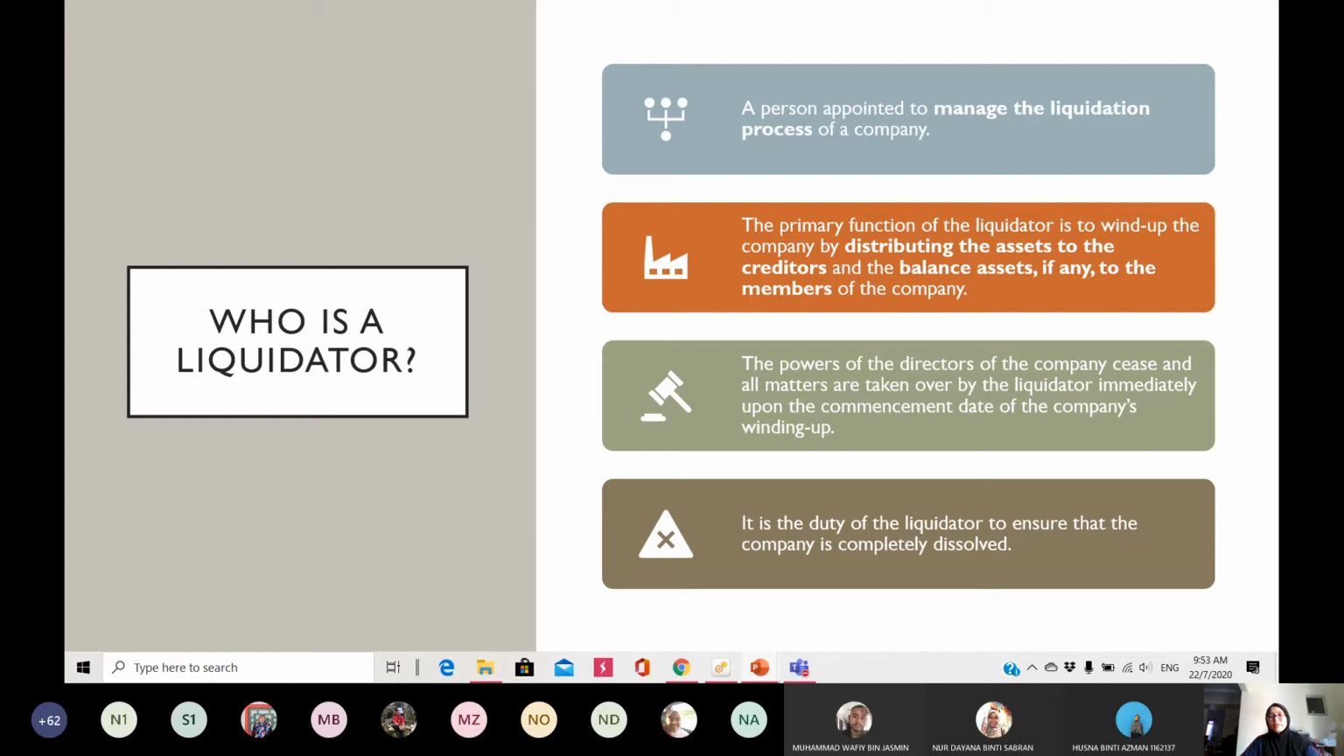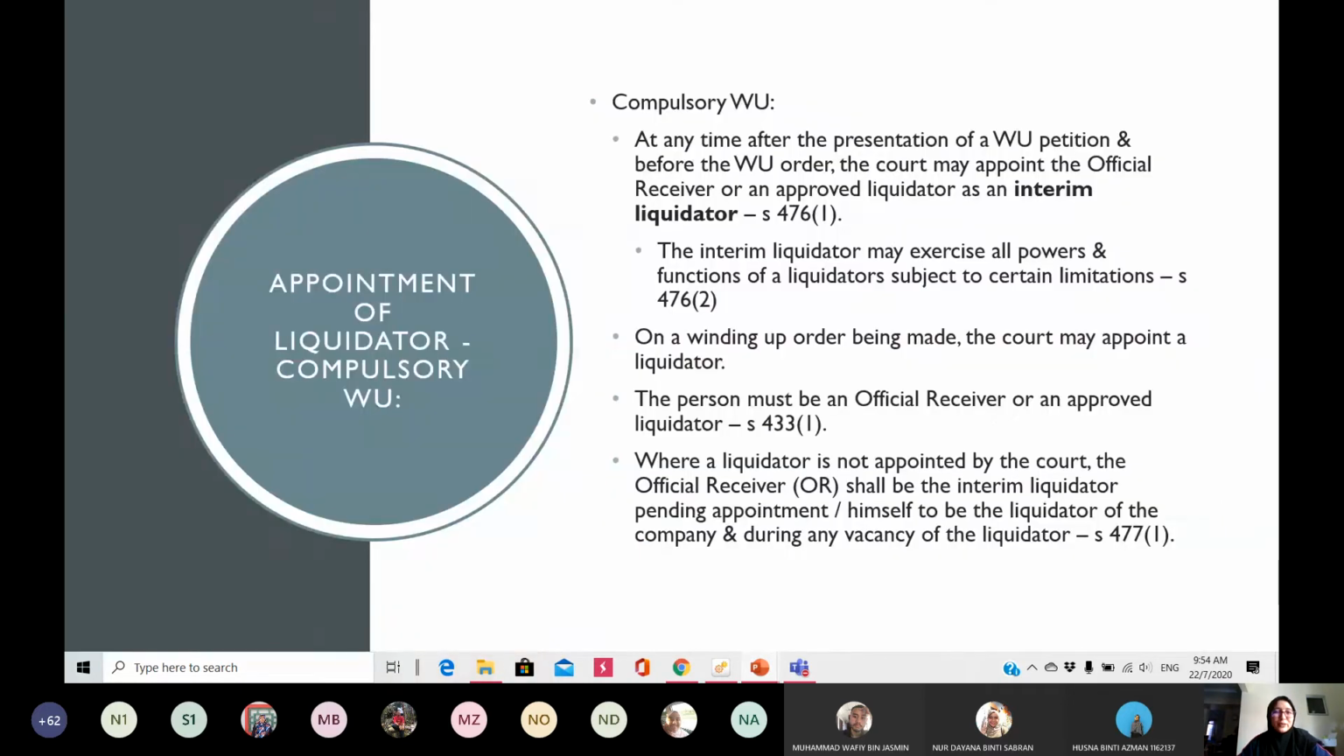Okay, and then it is the duty of the liquidator to ensure that the company is completely dissolved. So yang ni sebenarnya dah ulangan daripada yang sebelum ni kan. So kita just zero in to the liquidator. So how the appointment is made?